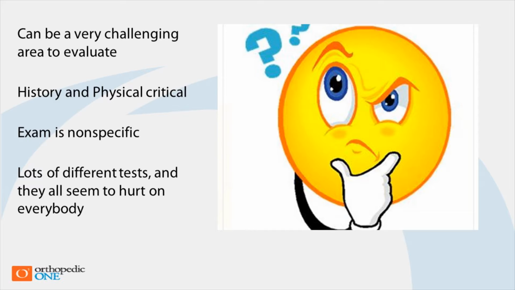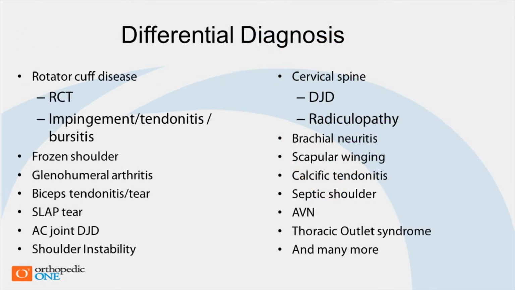So in order to get a good answer in regards to what's going on, you're going to want to take a good history and physical. And in most cases, hopefully with the history, you can guide yourself toward where you want to go, and then use your physical exam to solidify the diagnosis. First of all, this is a basic differential diagnosis for people coming in with shoulder pain. There's obviously a lot more than this.